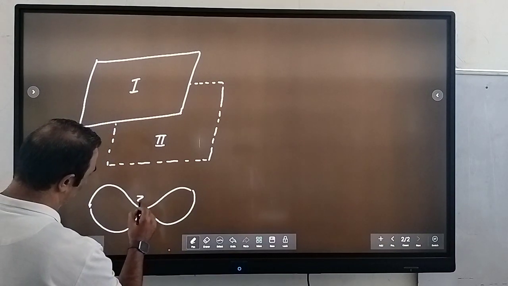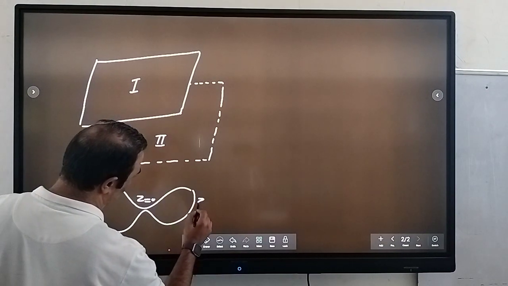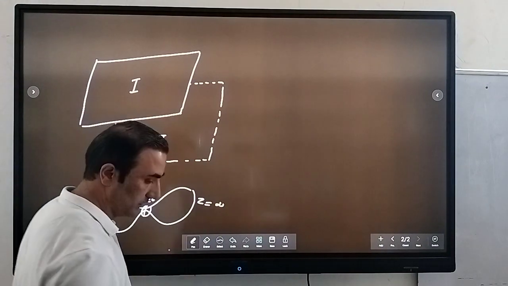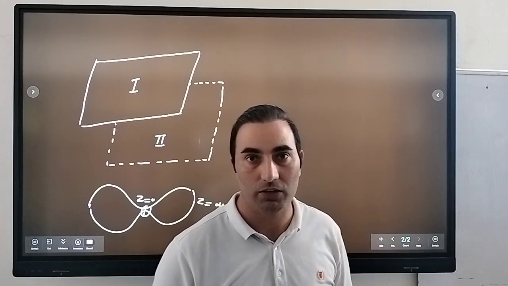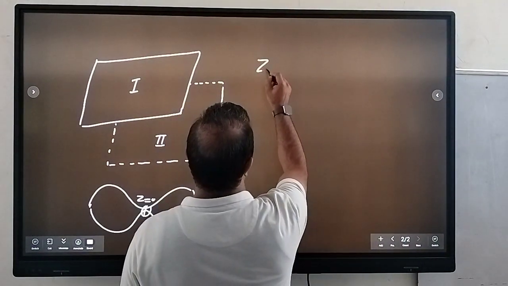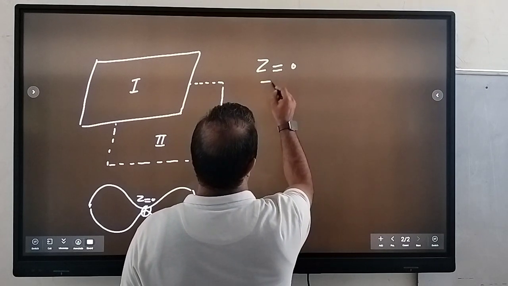So this is z equal to 0 and this is z equal to infinity. And these points, z equal to 0 and z equal to infinity, are basically our branch points.